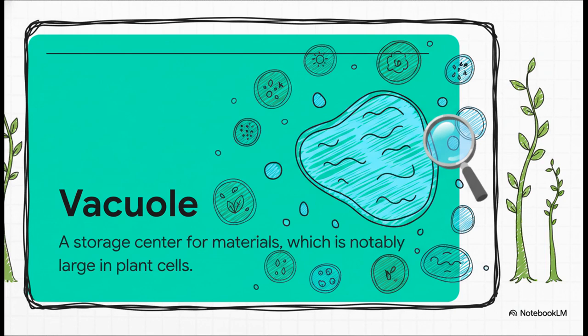This organelle is basically a massive storage center for materials. While animal cells do have tiny vacuoles, plant cells have notably huge ones. They need these massive storage spaces to hold water and nutrients. In fact, when the vacuole is full of water, it pushes against that rigid cell wall we talked about, which is exactly how a plant stem stays firm, upright, and healthy instead of just wilting over.